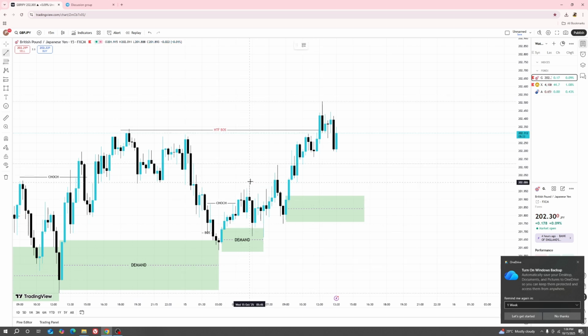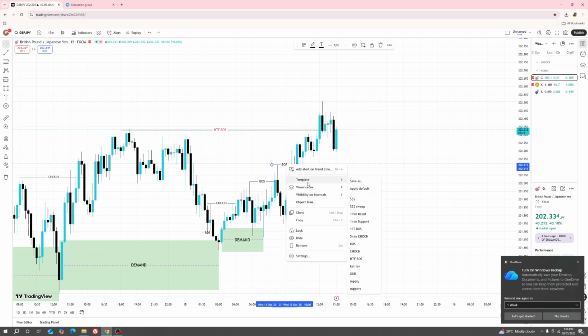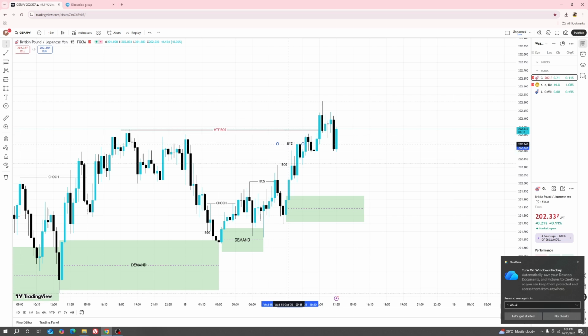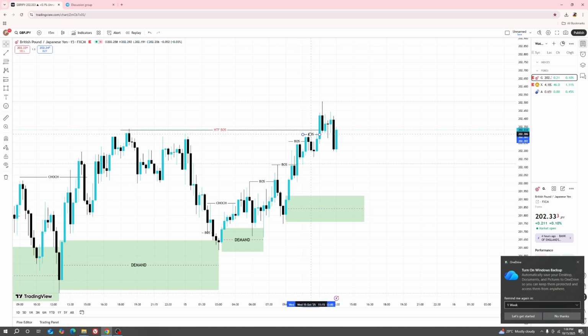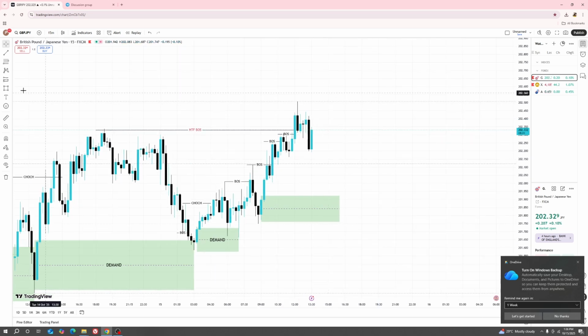So we have a break of structure to the upside here. Another break of structure to the upside here. Followed by another break of structure. And now this is the last BOS price made before price is trying to reverse. So we have a setup.